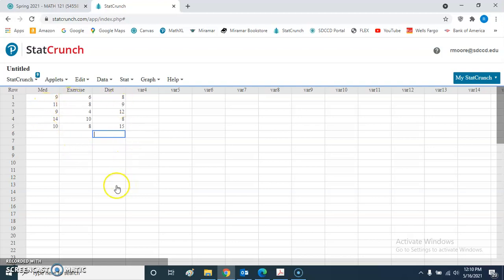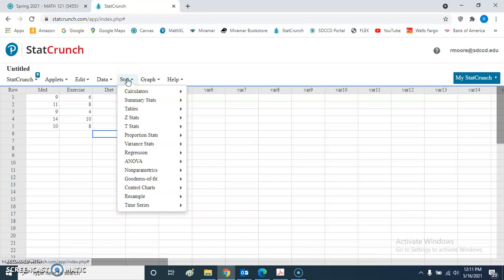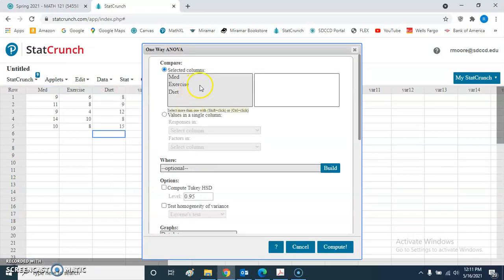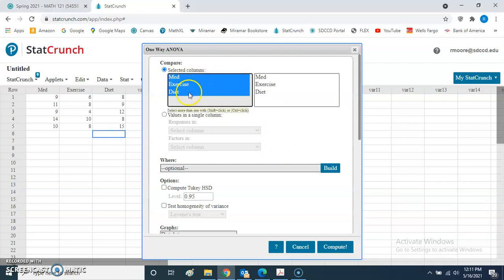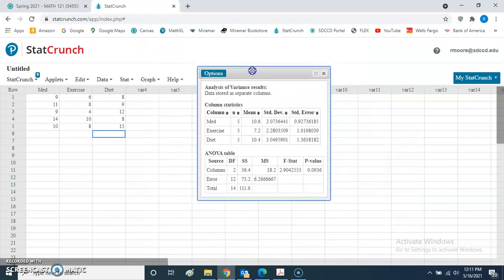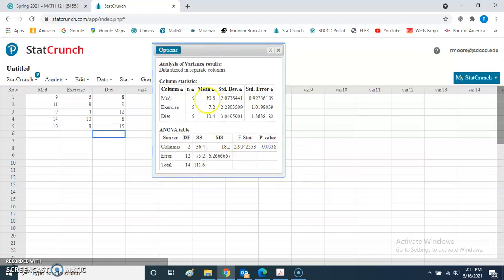Okay, once I have that, then I'll go up to Stat, down about right there, Anova One Way, and here I am. All I've got to do is select the 3 columns like that. I'm holding Control in order to do those things, and there we go. Hit Compute, and we've got everything right here. So you notice a whole bunch of data, but down here is really what we want. There's our F-stat, 2.90, and right next to it your p-value.